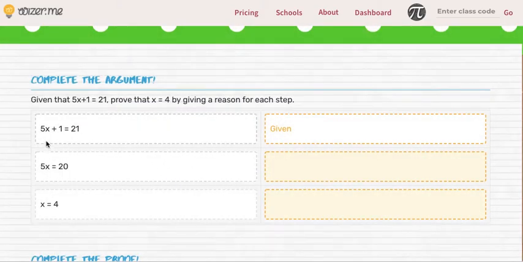The second statement, we went from 5x plus 1 equals 21 to 5x equals 20. Well, what's the difference between the two? What did we end up doing? Well, when you get ready to solve 5x plus 1 equals 21, what you have to do is subtract 1 from both sides. If you subtract 1 from 5x plus 1, you're left with 5x. If you subtract 1 from 21, you're left with 20.